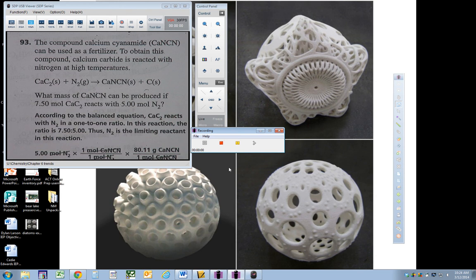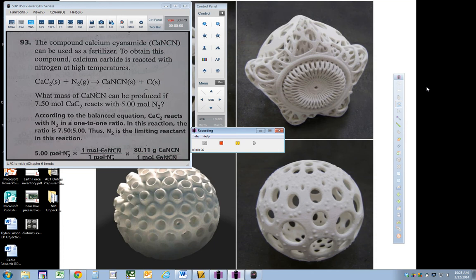Stoichiometry. Number 93. The compound calcium cyanamide can be used as a fertilizer. To obtain this compound, calcium carbide is reacted with nitrogen at high temperatures. Here's where we get to the root of the situation.